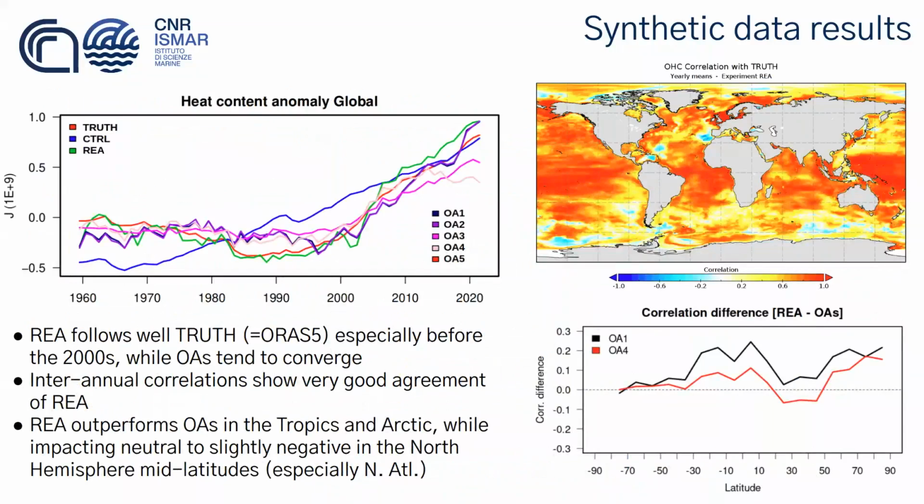So just to summarize the main outcomes from this result, comparing again the truth with the control simulation, the reanalysis and the five objective analyses, we see that the reanalysis follows the truth quite well before the Argo era. Then they start to diverge, but it's still the best performing result. The interannual correlation that you can see here on the top right shows very close consistency almost everywhere, except in the Kuroshio extension and the Southern Ocean.